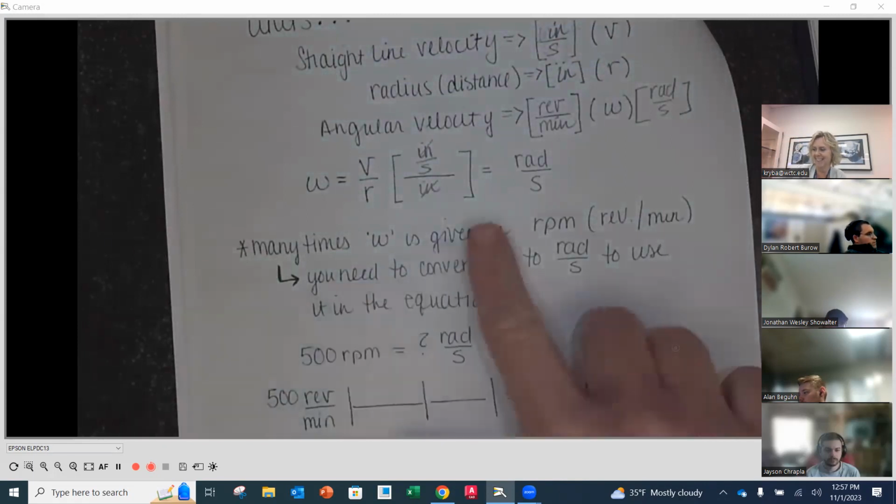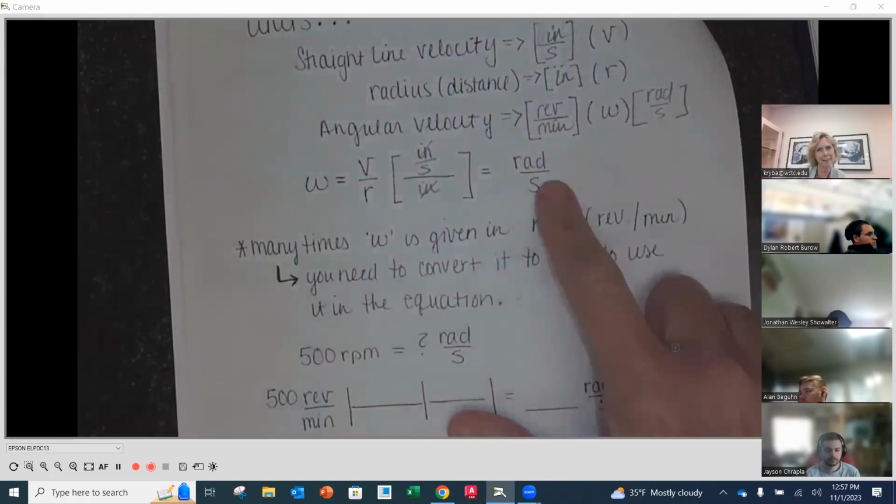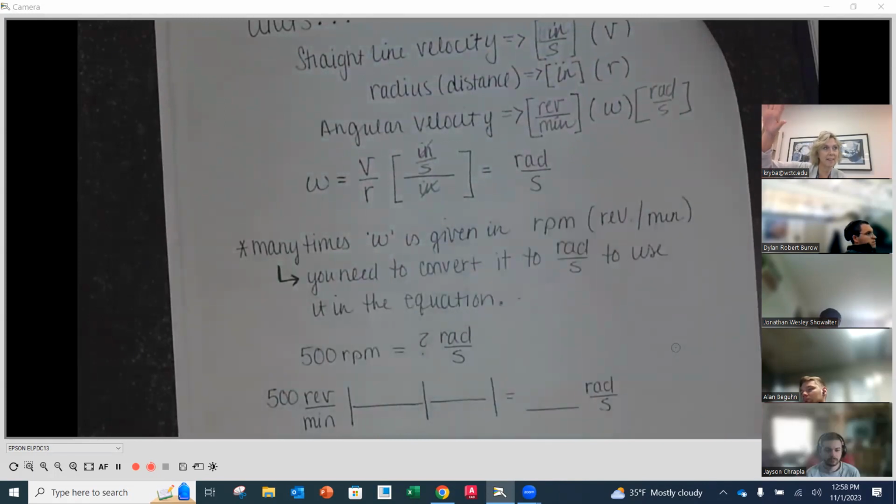How come I have radians per second written here? Where did the radians come from? The nothing per second. Radians are unitless, right?